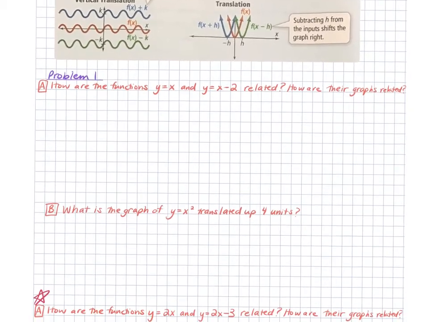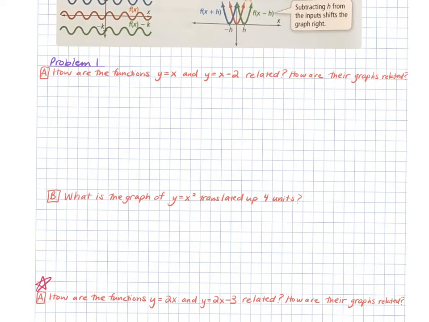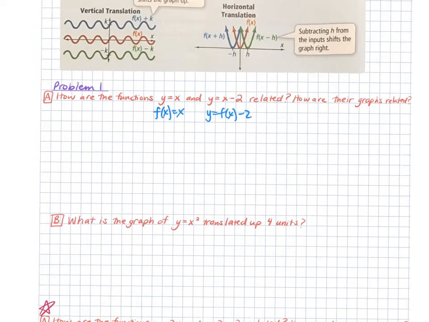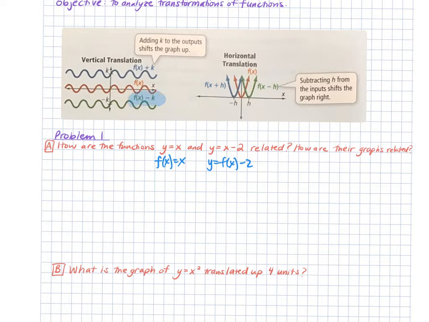Okay, so let's see how the functions y equals x and x minus 2 are related, and then how their graphs are related. If this is my f of x, where f of x is x, then y is f of x minus 2. So we have now subtracted a number from the f of x, and that's going to be a shift down. So this is a shift down by 2. You subtract 2 from the function, that's how they're related, and their graph shifts down by 2.